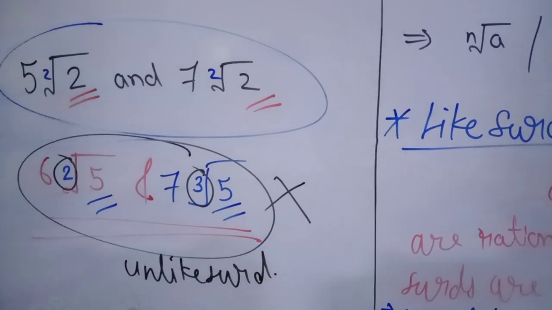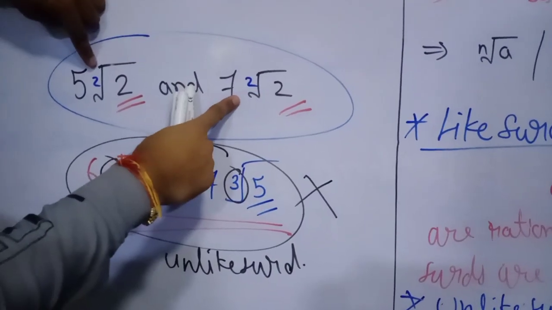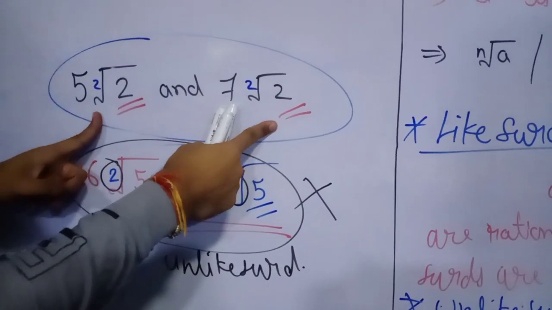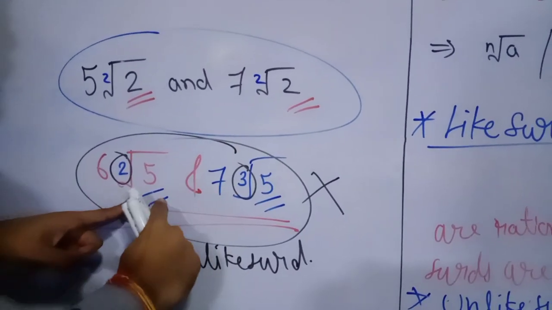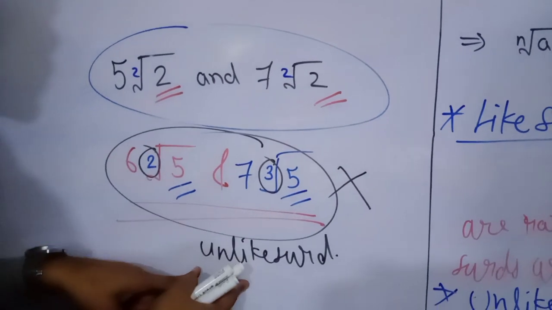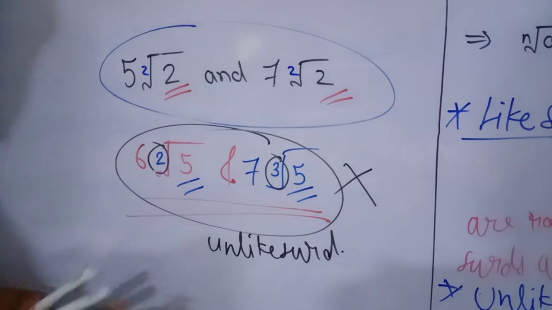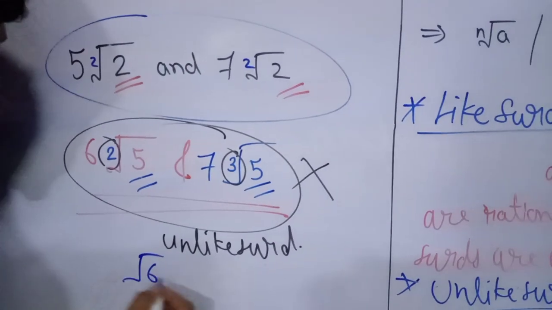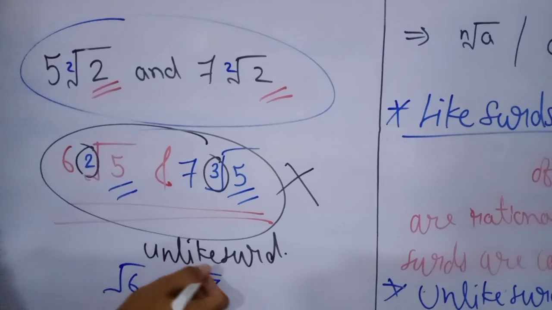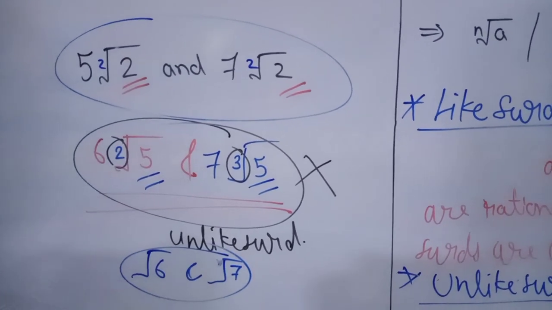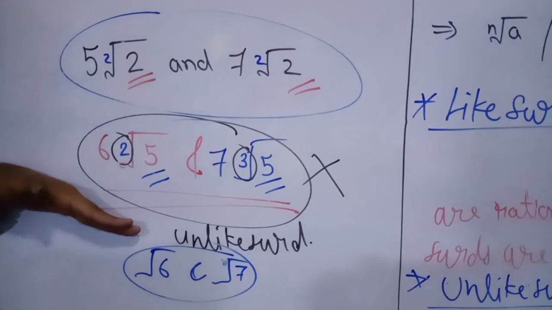I think you got it. If we compare, radicands are the same and order are the same, so these are called like surds. And if orders are different and radicands are the same, then also that is unlike surds. For the second example, if orders are the same but radicands are different, then also this is called unlike surds. So this way we are going to identify like surds and unlike surds.